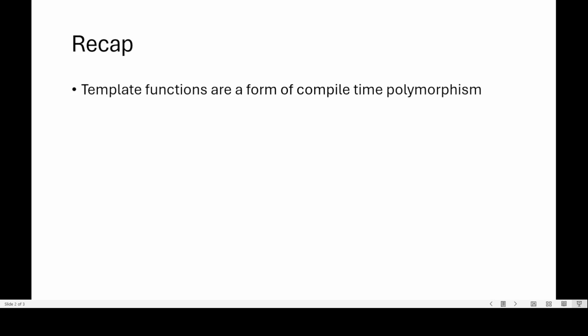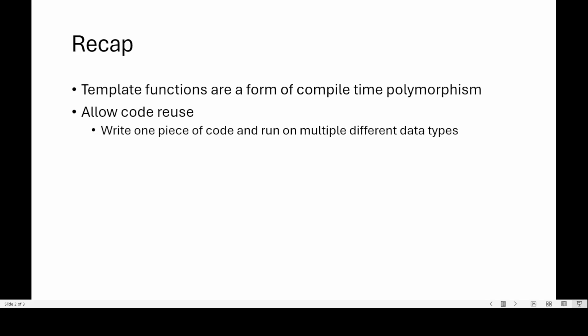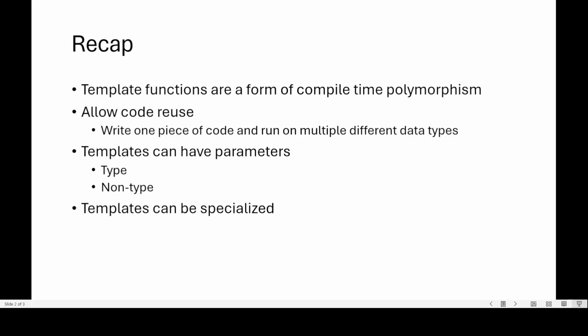So we were talking about template functions, and we said that template functions are a form of compile time polymorphism in C++, and they allow code reuse in the sense that you write one piece of code and you can run it on multiple different data types. And the template functions can have parameters, which could be type parameters or placeholders for different data types, or they could be non-type parameters as well, for example, constants.